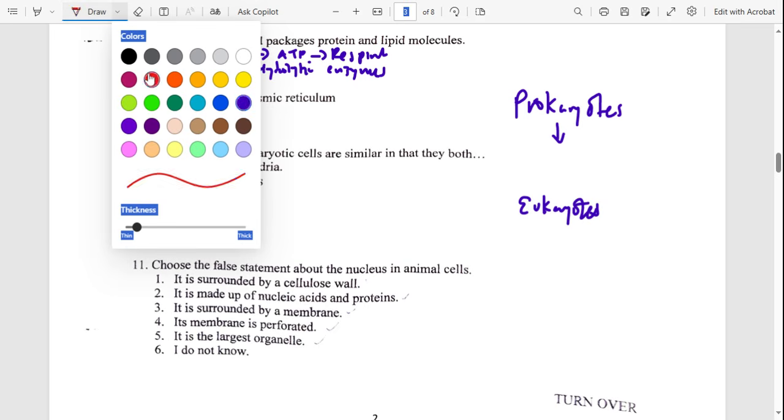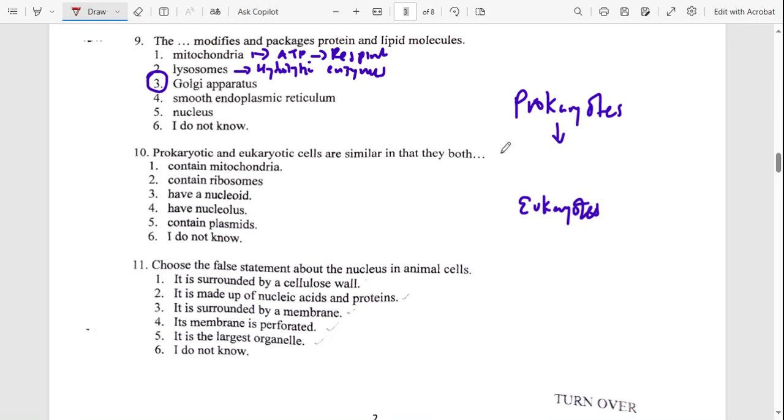So what you need to know about prokaryotes is that there are no membrane-bound organelles. Prokaryotic cells don't contain any organelle that has a membrane. Please know this: most of the organelles that you can ever think of, mitochondria, lysosomes, Golgi, smooth endoplasmic reticulum, rough endoplasmic reticulum, nucleus, all have a membrane, meaning that a prokaryotic cell can't have them.